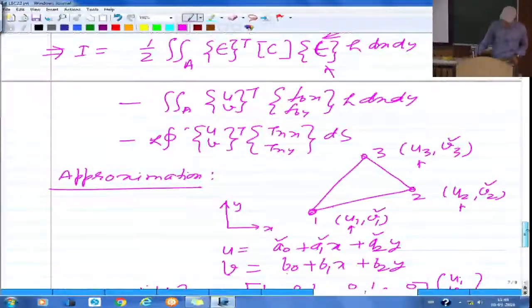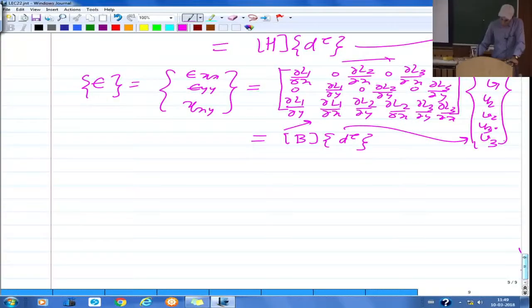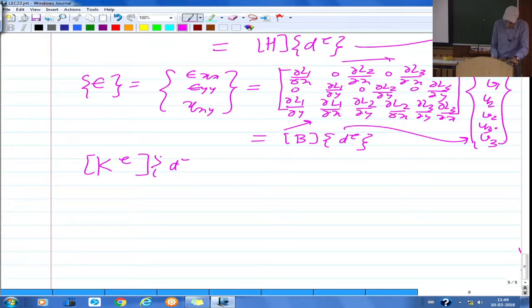So you just have to substitute all of this into this integral functional, and then the solution of the original differential equation, or equilibrium of the problem, is equivalent to saying that delta I equals 0 for arbitrary delta dE, and you will get your element level governing equations, which would be of the same form, that is KE dE equals fE. I am not repeating those steps.